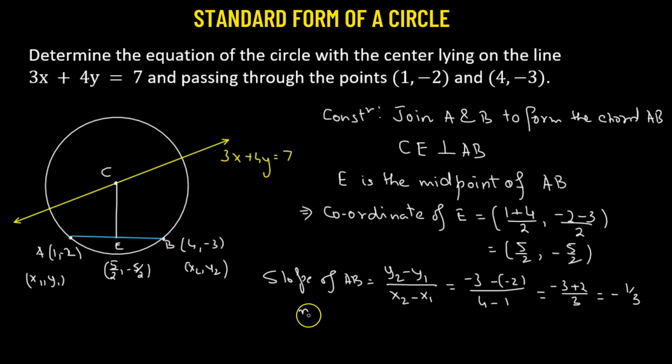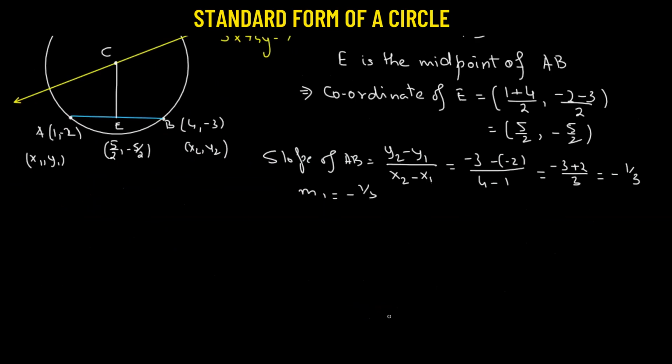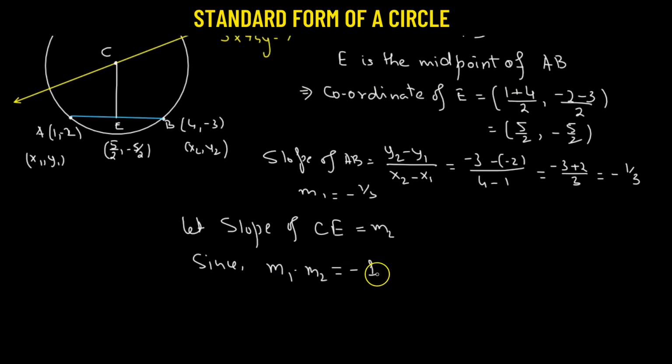So let's call it M1. So M1 comes up to be -1/3. And let's define the slope of CE, which is the perpendicular bisector, as M2. Now we know for a fact that whenever we have two lines that are perpendicular to each other, then the product of their slopes is equal to -1. Now we already have the value of M1, so M2 will be -1 over M1, which gives us the value positive 3. So we have obtained the slope of line CE.